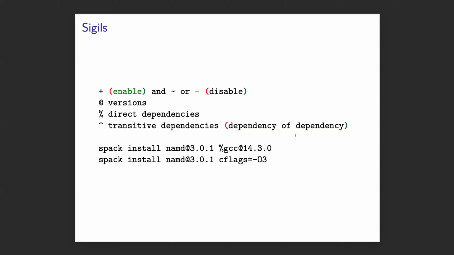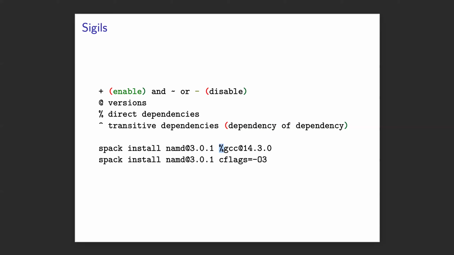So to make it more formal, these symbols that you were seeing are called sigils. So whenever you run a Spack command, if you want to enable something, that's a plus. If you want to disable something, so if something is on by default and you want to disable it, you use a minus or a tilde. Versions is at. You can also specify dependencies. So let's say I want to build NAMD and I specifically want to use the GCC version 14.3.0 as a compiler. I can do this, %GCC, and this will tell it to use a compiler.